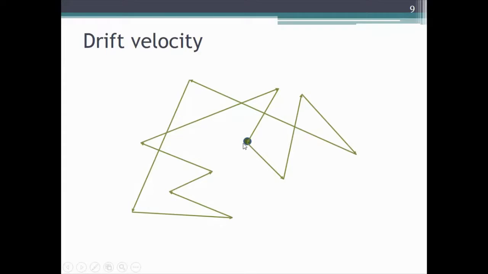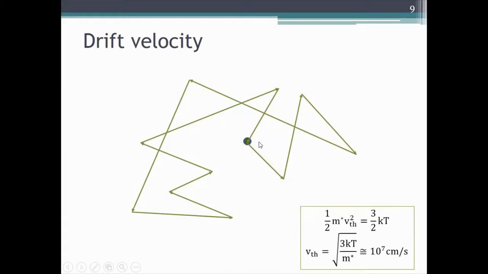Over a period of time, the electron would be at the same place. Of course, this is very, very simplified. One talks about ensembles and average velocities, and the average velocity of a large number of electrons over a period of time is 0. Now, what is the average kinetic energy or the velocity of these electrons? I don't know if you remember.